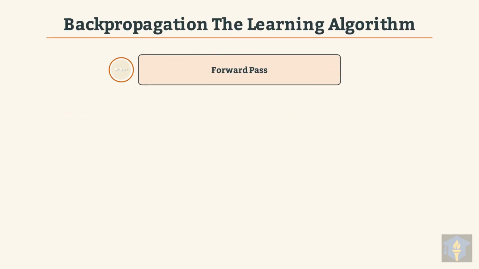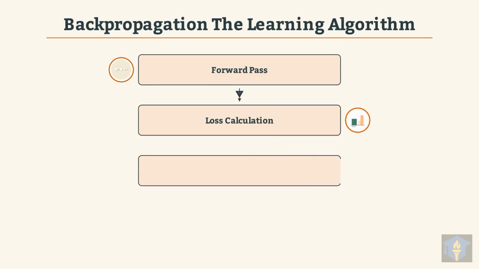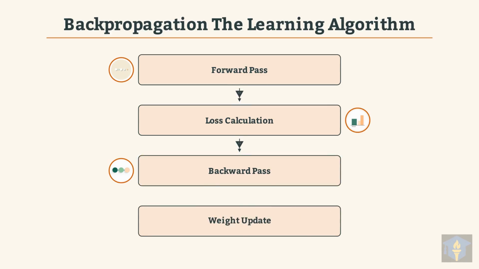First, in the forward pass, input data moves through the network, generating an output prediction. Next, we calculate the loss, which quantifies the difference between our network's prediction and the actual target. Then, during the backward pass, we propagate this calculated loss backward through the network to determine gradients. Finally, using these gradients, we update the network's weights and biases to reduce the overall loss in future predictions.